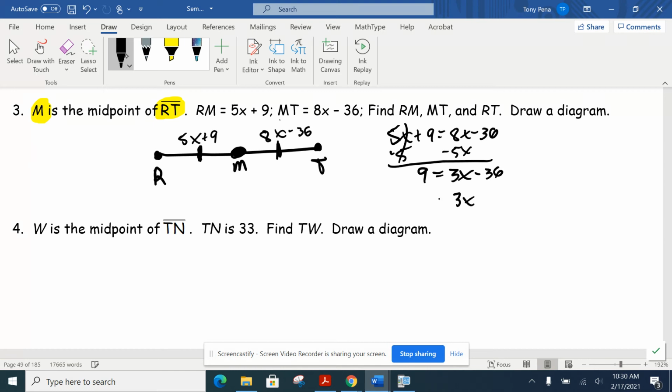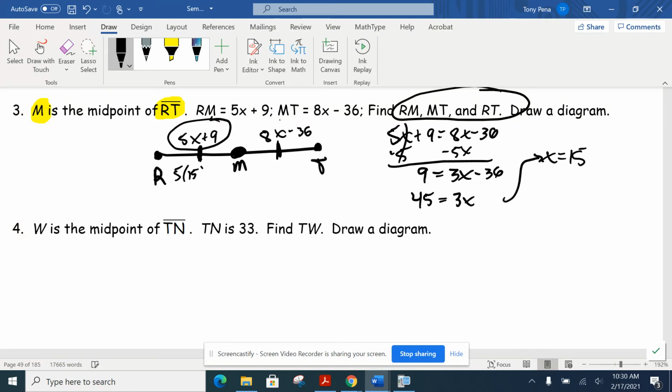Add the 36 over. And we should have gotten x to be 15. Notice x is not the answer. I'm not asking for x at all. What we're looking for are all of these lengths. So if I come over here, plug 15 into this. So I'm going to do 5 times 15 plus 9. What is that? 75, so 84.